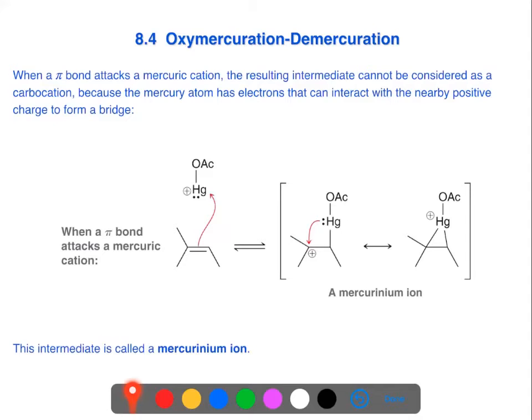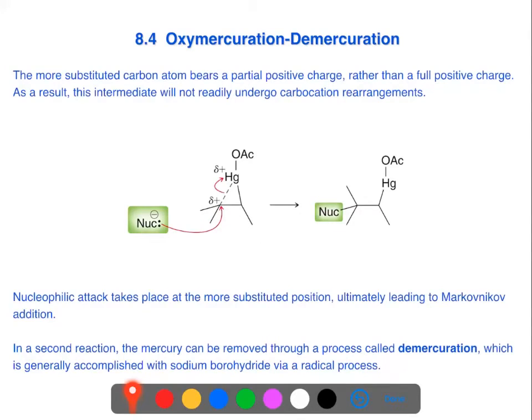So let's look at what happens next once we form the mercurinium ion. How do we get to this addition of water? At this point we've generated the mercurinium ion, and it is now open to nucleophilic attack by other species. We're talking about hydration, so we're going to use water as our nucleophile, but you could also use alcohols like methanol and ethanol if you wanted to produce ethers.